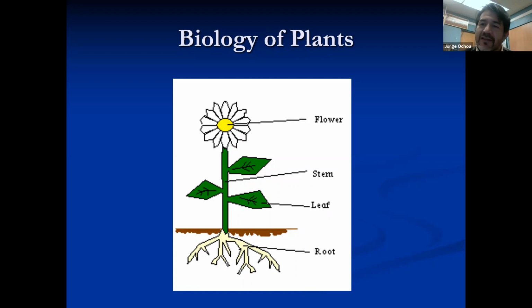And then we're going to have the leaves. The leaves are going to have a very important function, and that is going to be through photosynthesis. And we're going to explain that later on. And then attaching the plant to the ground are going to be the roots. For our purpose, we are not going to do any kind of root pruning.